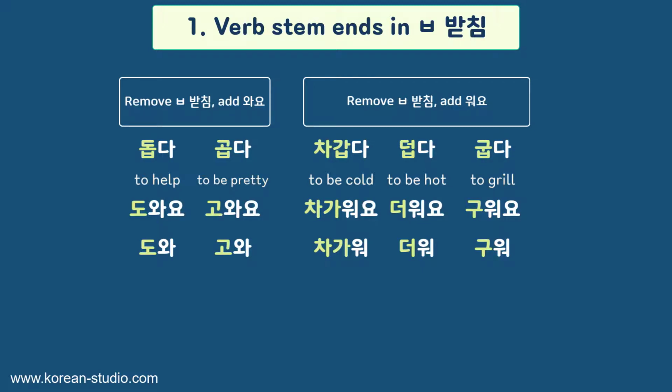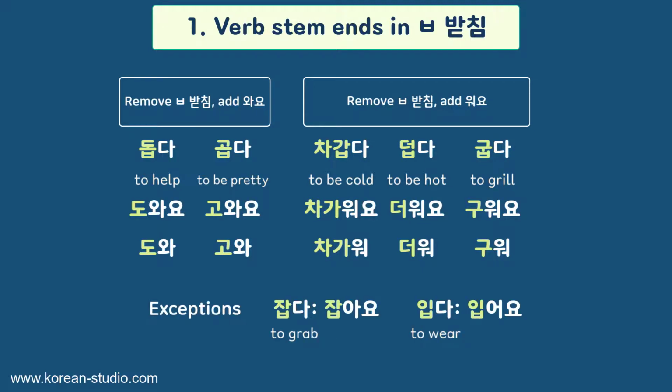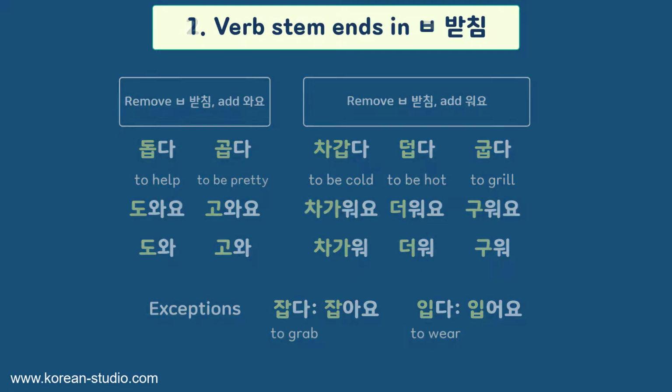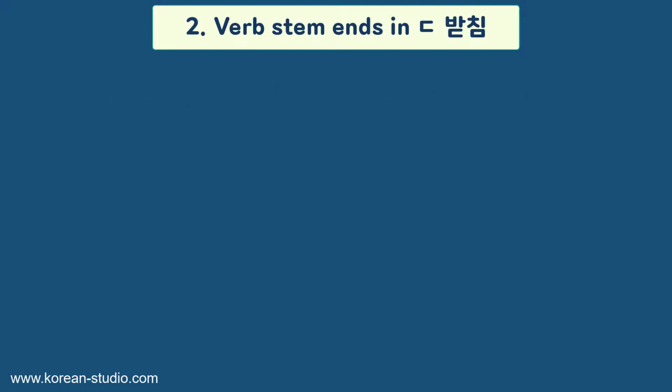Now, it's important to note that not all verbs that end in 비읍 받침 follow this pattern. And there are verbs that end in 비읍 받침 that follow the regular patterns that we learned earlier. For example, 잡다, to grab, changes to 잡아요. And 입다, to wear, changes to 입어요. Okay, so let's look at the second irregular pattern.